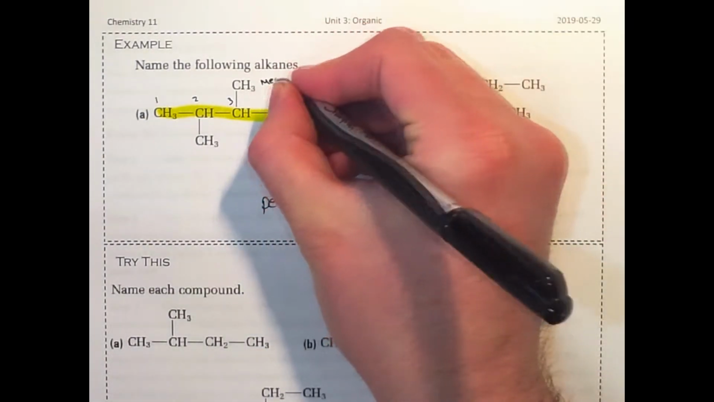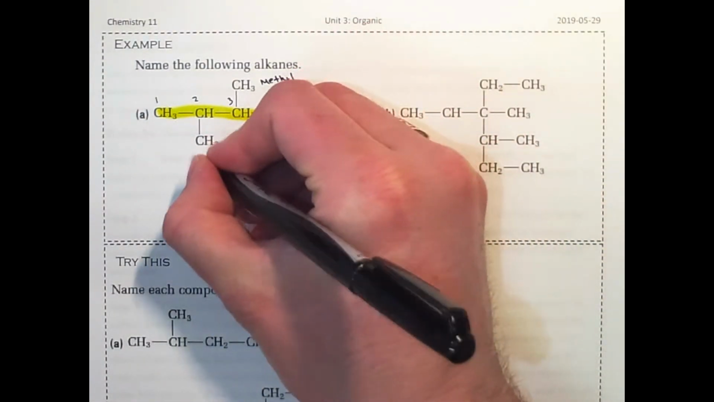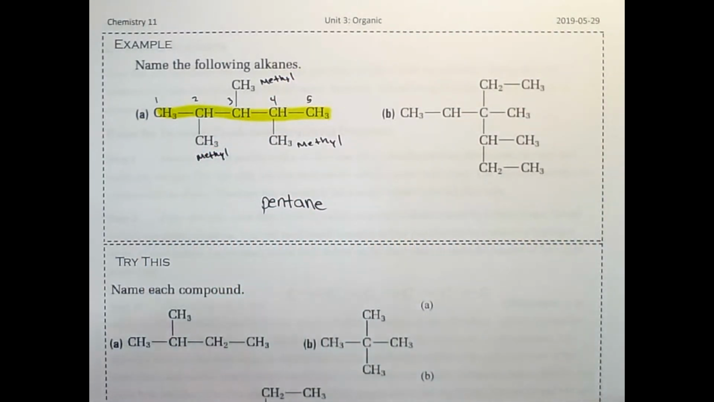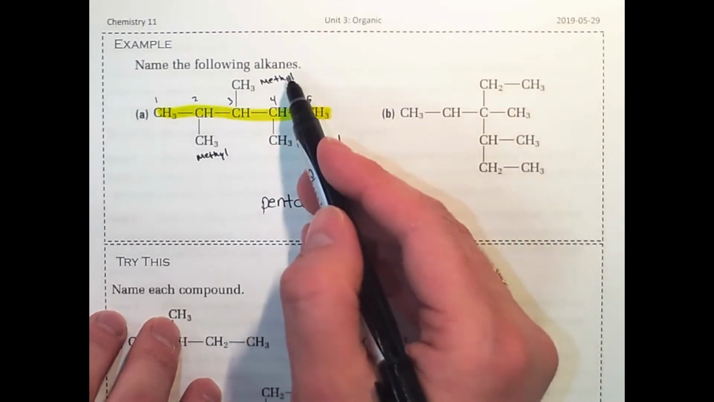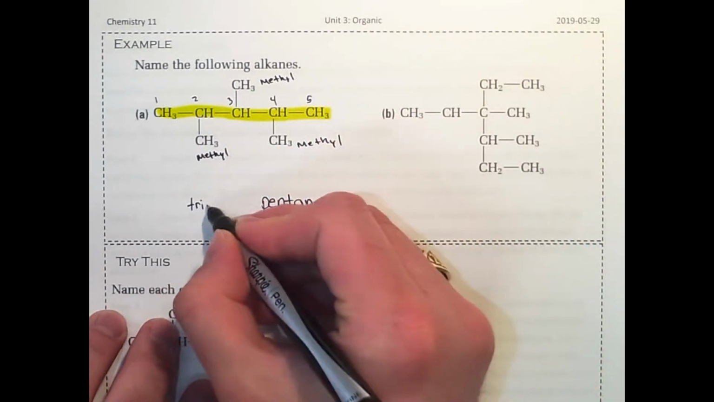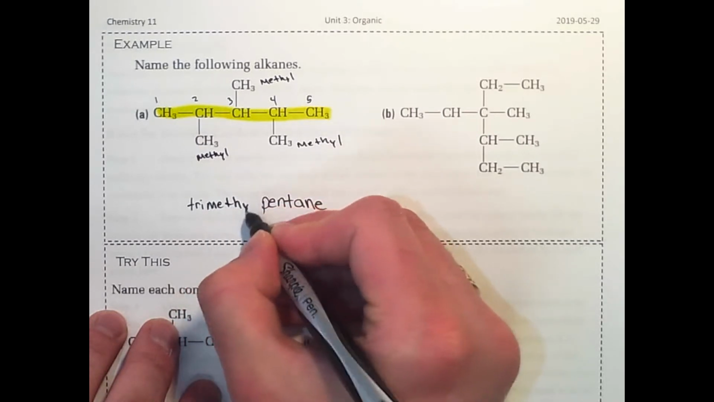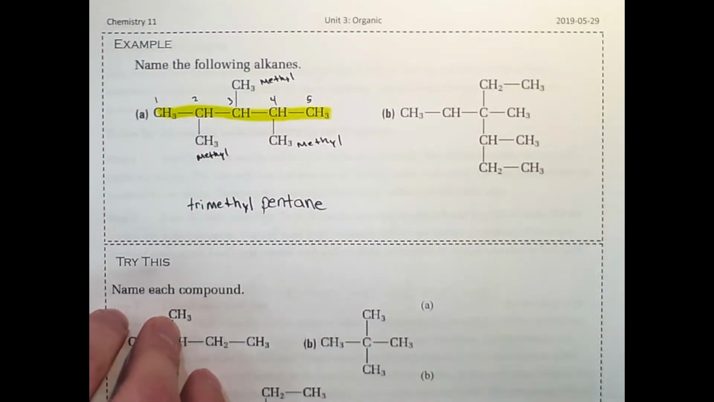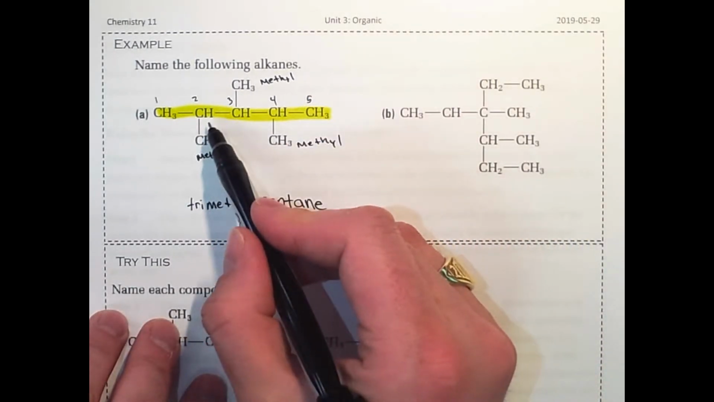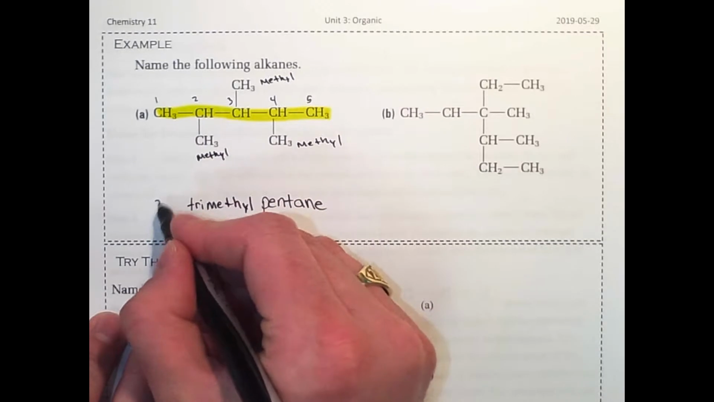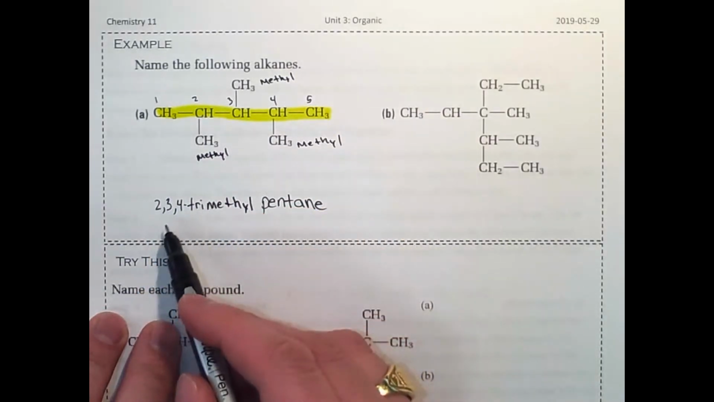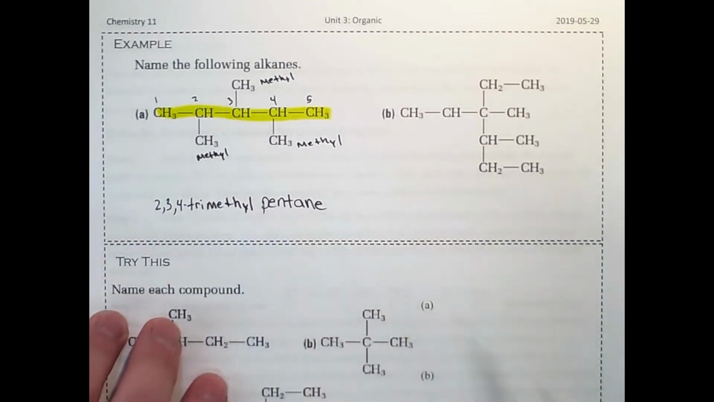So I have methyl, methyl, and methyl. So I have 1, 2, 3, so that's trimethyl. I don't have any other types of groups, so I don't have to put them in order. The last thing I have to do is put the numbers out in front. So positions 2, 3, and 4. So 2,3,4-trimethylpentane.